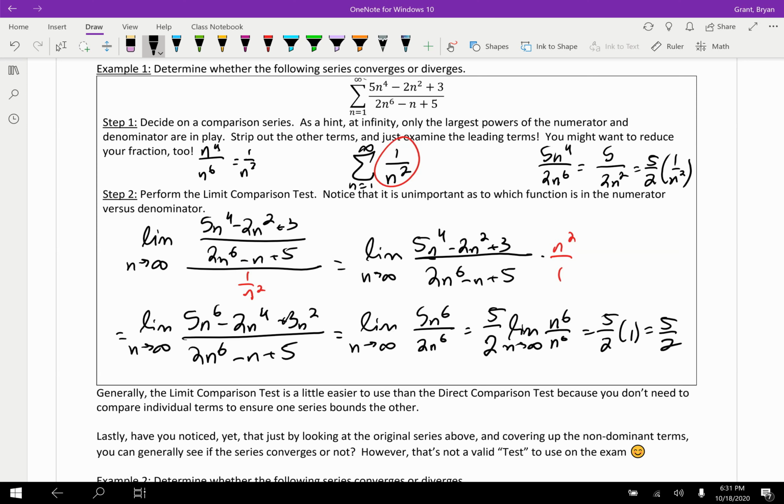Is 5 halves a finite number between 0 and infinity? Yes, it is. And because it is, that means my 2 series share the same end behaviors. Whatever this guy does, the other does as well. What does this one do? Well, this one converges. Because this one is a p series that converges, so does the other. We should write a sentence as a conclusion here. I just ran out of room. So if you wanted to write the sentence, or if you have room, it'd be something like this. As the series 1 over n squared is a p series with p greater than 1, it converges. Due to the limit comparison test, the original series also converges.